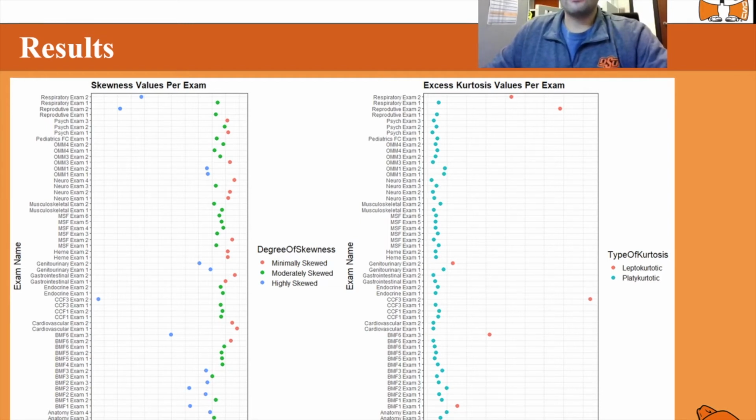So 43 out of 58 exams, or 74% of the exams, were moderately to highly skewed, with an average skewness of minus 0.95, a median skewness of minus 0.7, and a standard deviation of 0.94.